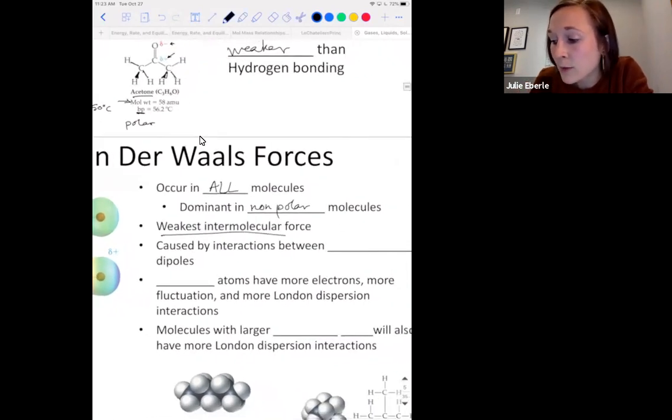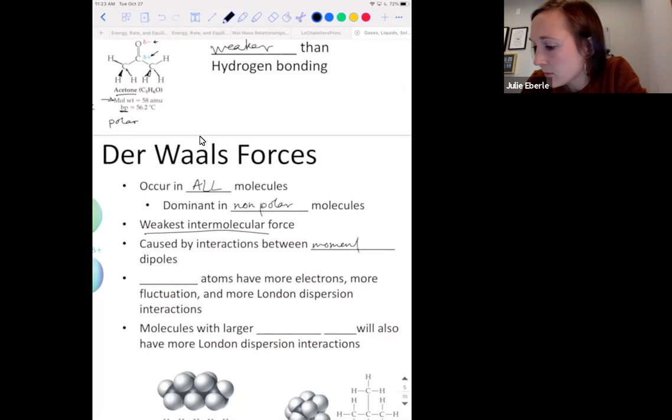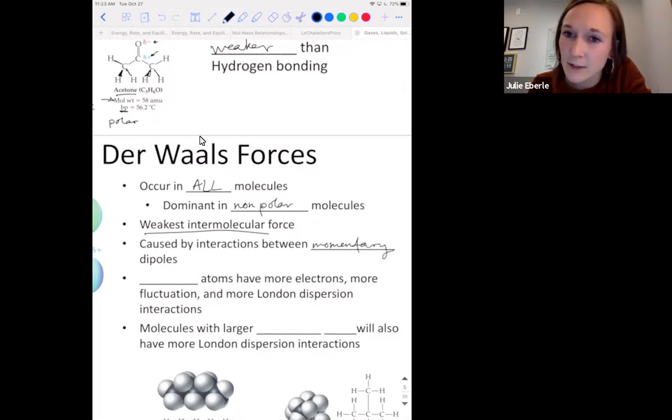They overall are the weakest intermolecular force. And again, we're not saying they don't matter, because if you have millions of molecules all experiencing London dispersion, they will add up and affect properties like boiling points and melting points of substances, but they are the weakest. These are caused by interactions between momentary dipoles. So that sounds confusing.